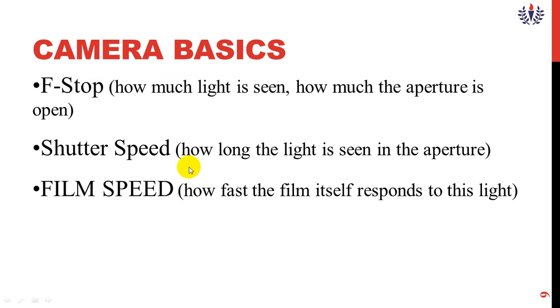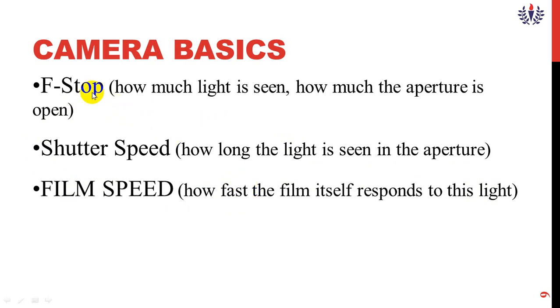Shutter speed means how long the light is seen in the picture, that is, the speed of the light in the aperture. And the third one is film speed. Film speed means how fast the film itself responds to light. Here the film speed is directly proportional to the light. To recap, f stop means how much light you are going to see and how much the aperture is opened. Shutter speed means how long the light is seen in the aperture. Film speed means how fast the film itself responds to light.